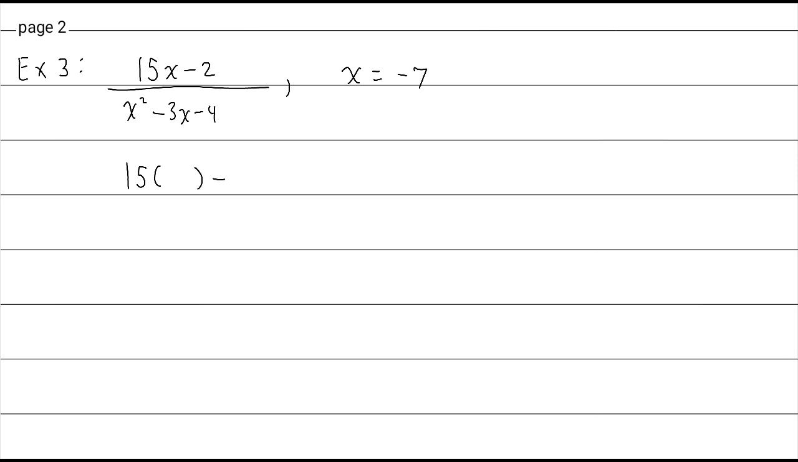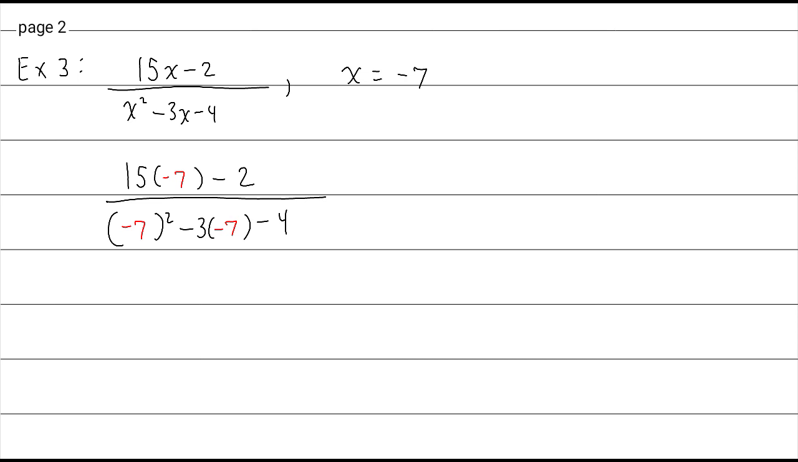Let's do a third one, and then we'll move on to another problem type. So 15x minus 2 over x squared minus 3x minus 4. Again, I want to evaluate that expression for when x is equal to negative 7. I think we know the drill by this point. This is 15 times something minus 2 over something squared minus 3 times that something minus 4. Since x is negative 7, I'm going to plug in negative 7 where x is supposed to be located.